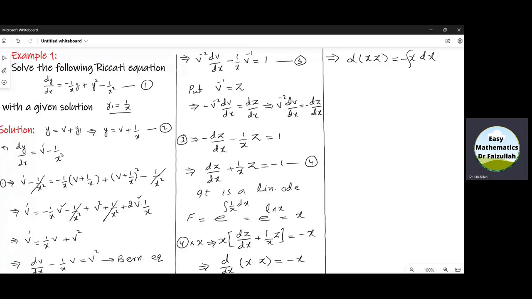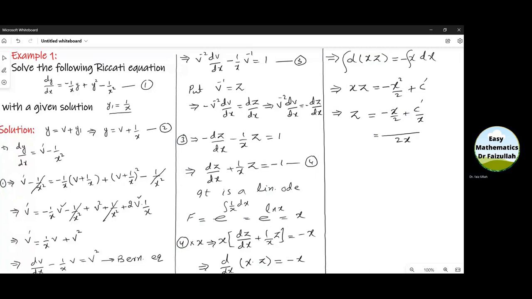So if we integrate both sides, we have xz is equal to minus x square by 2 plus, let us say, c dash. Dividing both sides by x, we have z is equal to minus x over 2 plus c dash over x. Let us take the LCM. The LCM is 2x. So here we have minus x square, and here we have plus 2 c dash.